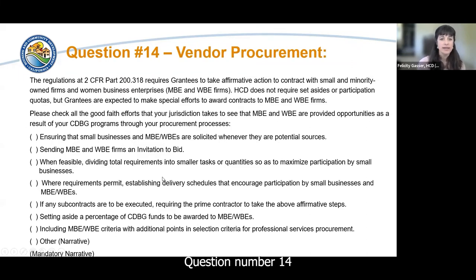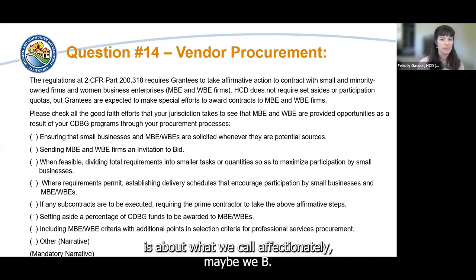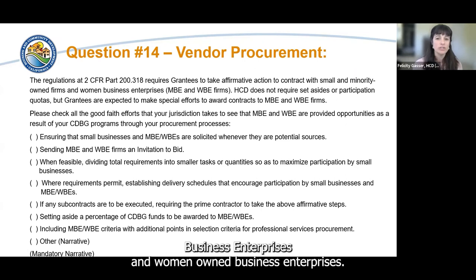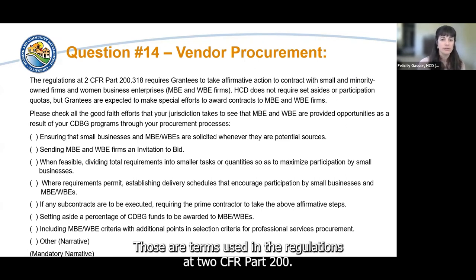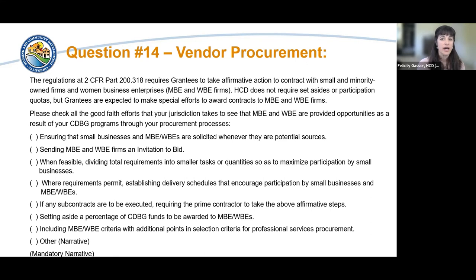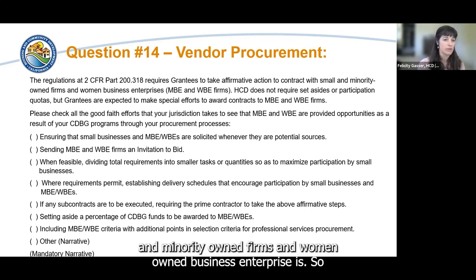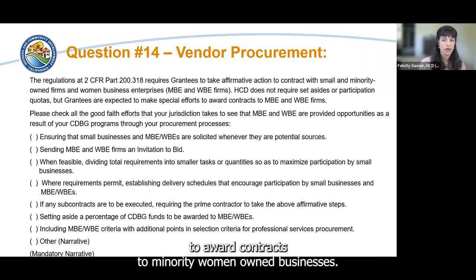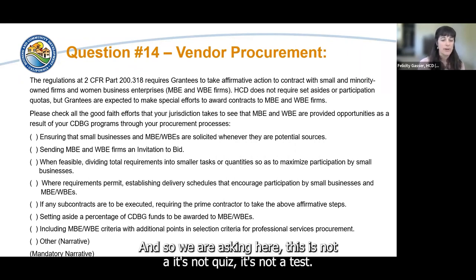Question number 14 is about what we call affectionately MBE-WBE. So that stands for minority business enterprises and women-owned business enterprises. Those are terms used in the regulations at 2 CFR Part 200. That is a federal cross-cutting requirement that for federal contracts, you must take affirmative action to contract with small and minority-owned firms and women-owned business enterprises. So HCD doesn't require set-asides or participation quotas, but you are required to make special efforts to award contracts to minority and women-owned businesses. And so we are asking here, this is not a quiz, this is not a test.